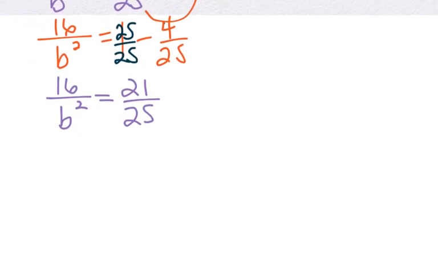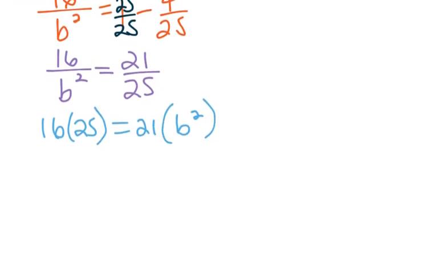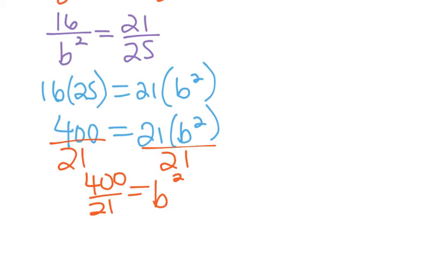And then from here I can cross multiply. 16 times 25 equals 21 times b squared. So this is 400 equals 21b squared. Divide by 21. And b squared equals 400 over 21, which can't be reduced.